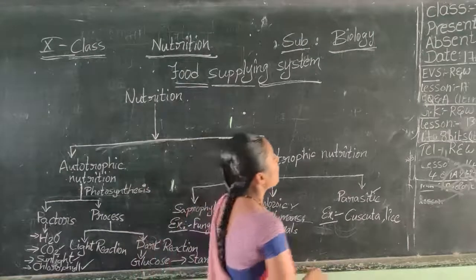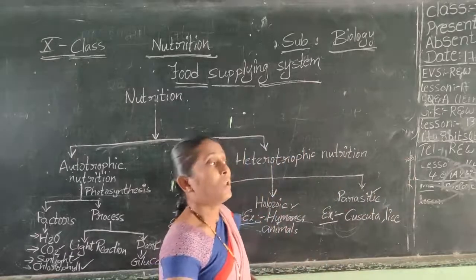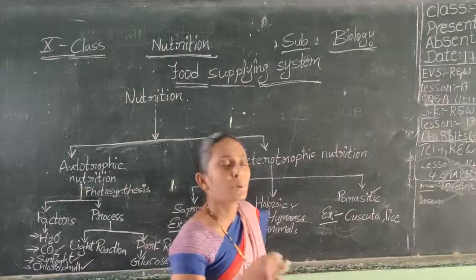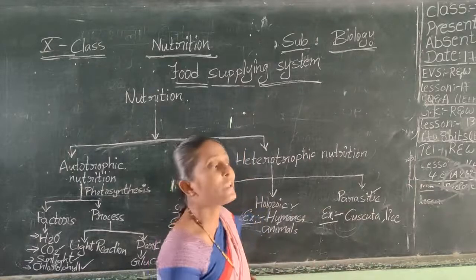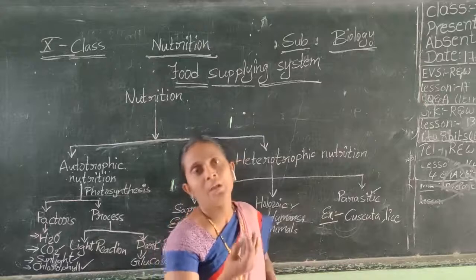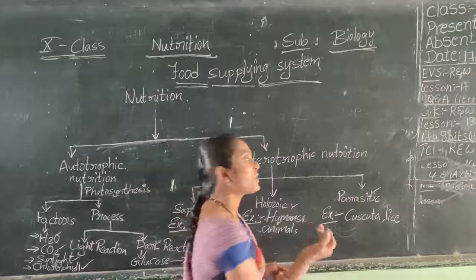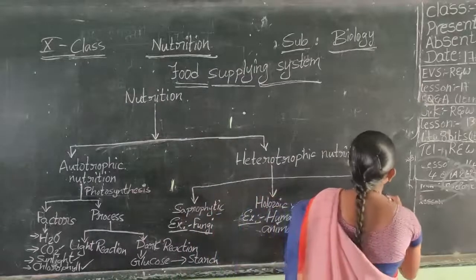And the next one is parasitic nutrition. Parasitic nutrition means these organisms directly depend upon other organisms. So they have to depend on a host who will provide shelter to them. Those types of organisms are called parasites. That type of nutrition we call parasitic nutrition.